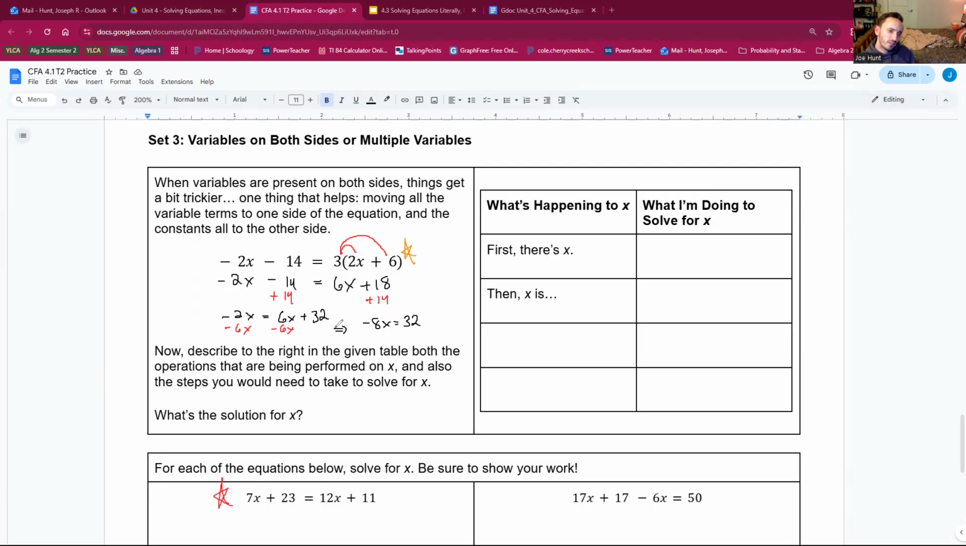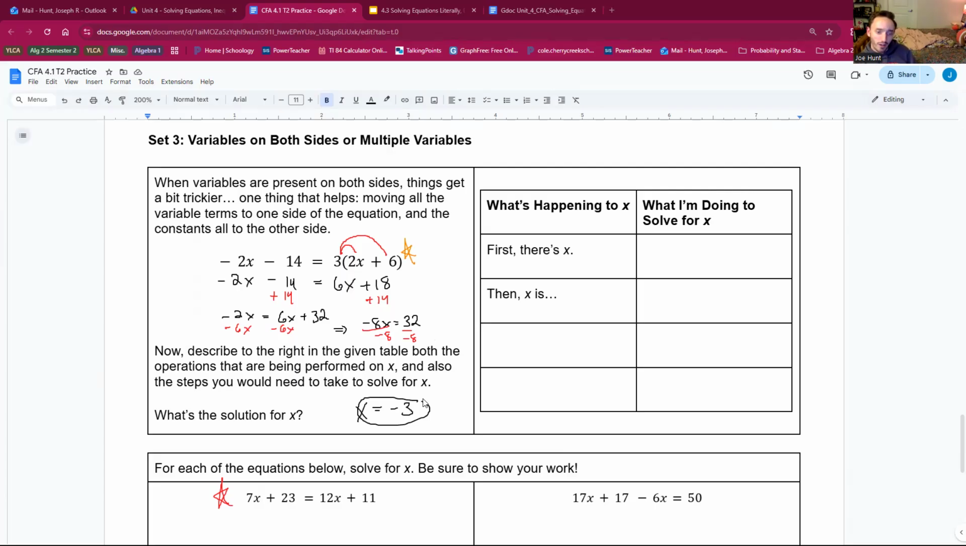So from here, what I'm going to notice is that my final move is to try and divide both sides by negative 8. If I do a positive number divided by a negative number, I should have a negative result. And I see that 8 goes into 32 3 times. So my final answer there should be negative 3.